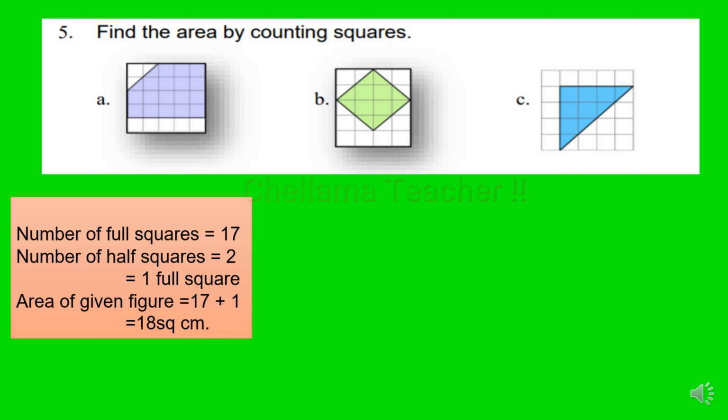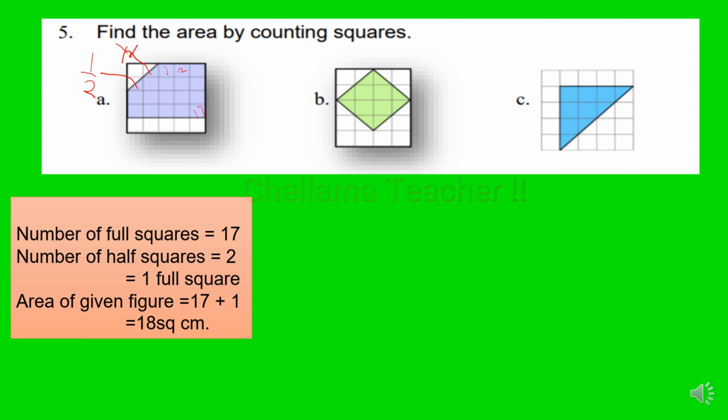Number of full squares is equal to 17. We have to start counting from here. The full squares 1, 2 like this, and here it will become 17. 2, 3, 4, 5, 6, 7, 8, 9, 10, 11, 12, 13, 14, 15, 16, 17. So 17 squares are there. Number of half squares 2. Here there is one half square and here there is another one half square. So 2 half squares are there. 2 half squares is equal to 1 full square. So area of the given figure is equal to 17 plus 1 is equal to 18 square centimeter.